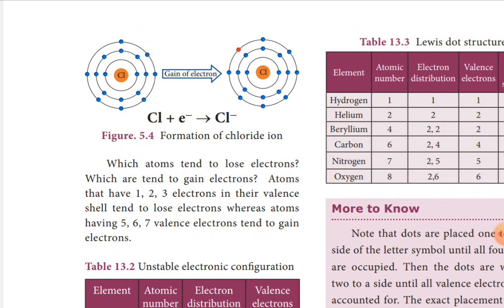So 2, 8, 7 means K shell 2, L shell 8, then M shell 7 electrons. First you have to write chlorine in the nucleus, then KLM. K shell 2, L shell 8, M shell 7 electrons. So with 7 electrons in the outermost shell, it needs only 1 electron to fulfill the law of octet, to satisfy the rule of 8.